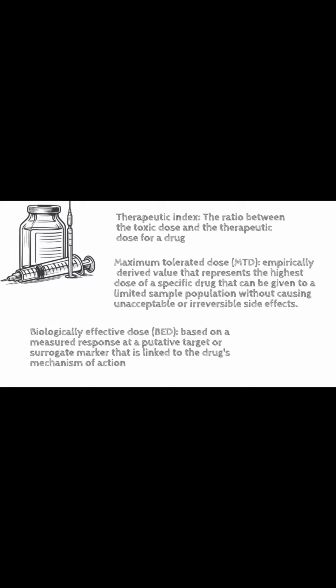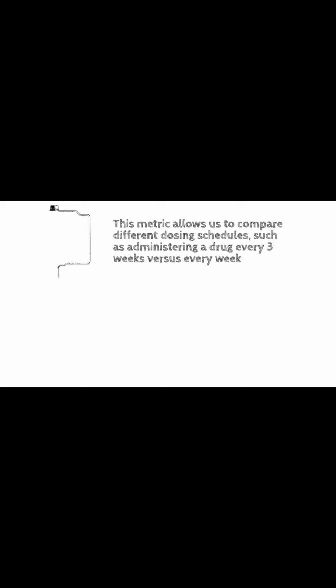DI is a measure of the dose per unit of time. This metric allows us to compare different dosing schedules, such as administering a drug every 3 weeks versus every week. Comparing DI can help determine whether the total dose of a drug or the dose intensity itself is more related to toxicity or the therapeutic outcome. It also highlights how altering dosing schedules can impact the outcome.